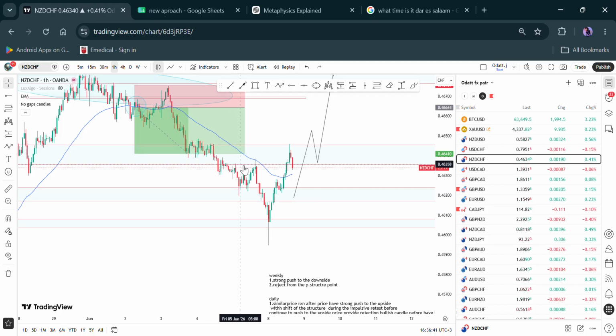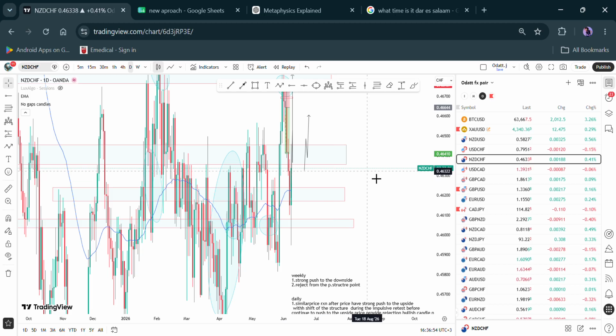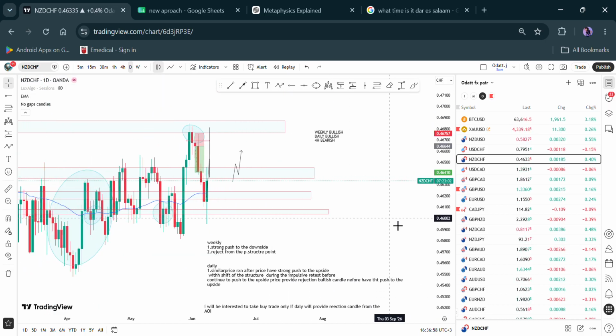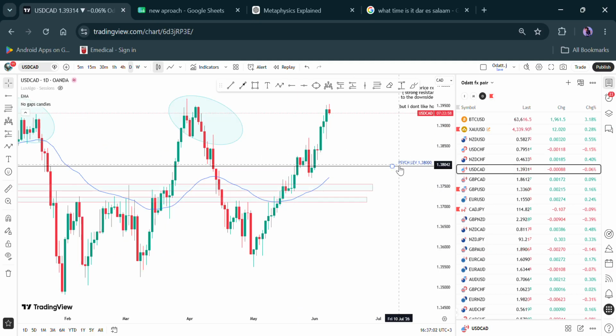But for me to take this trade now, I need the price to break above and retest, break above, retest, and also I'm waiting for the daily candlestick to close. That's where I will be interested in taking this trade to the upside. Okay, let's come to NZD CAD.